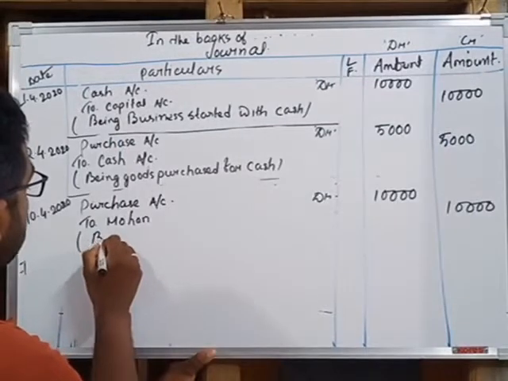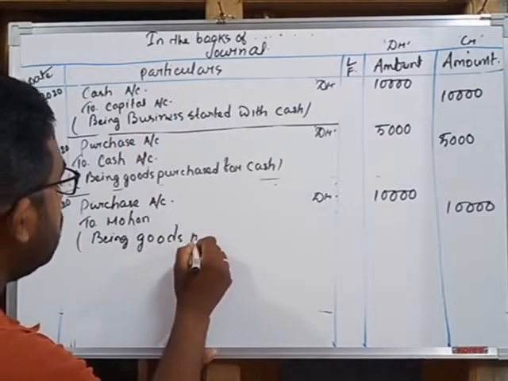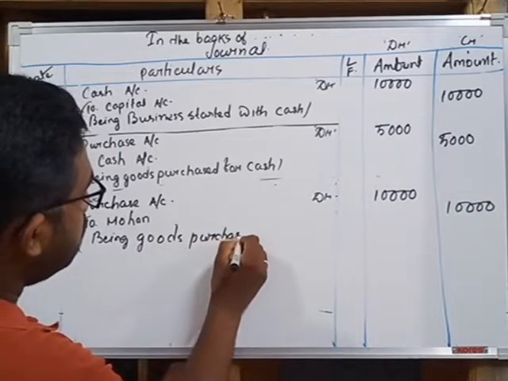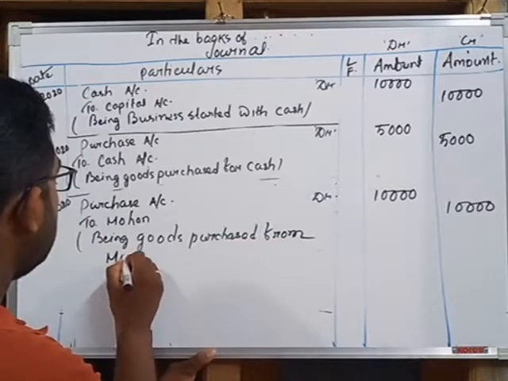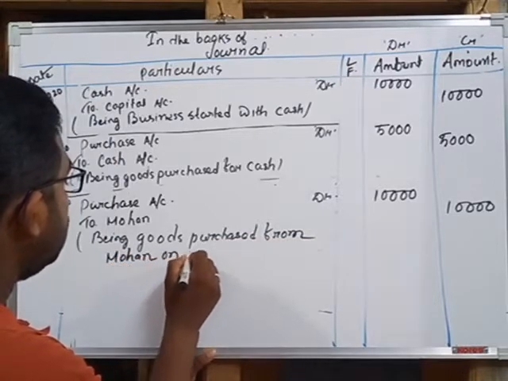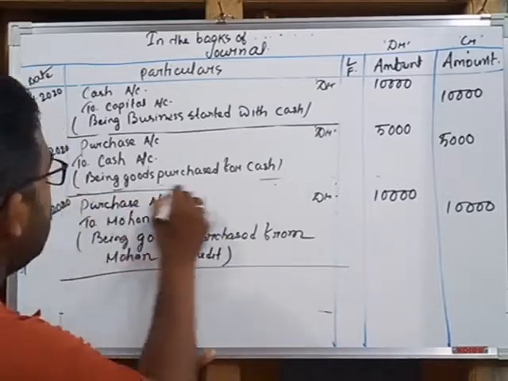Okay. So what is the narration? Being goods purchased from Mohan on credit. Okay. So this is the transaction we have recorded.